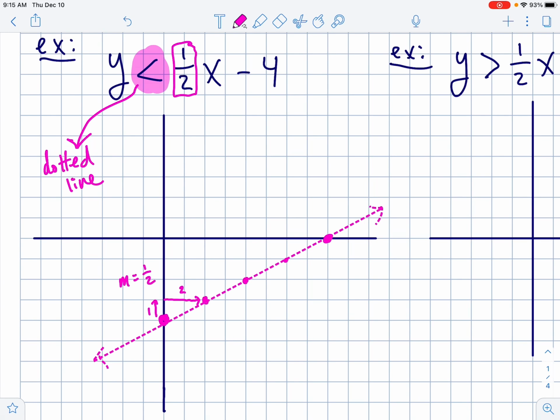So now that's what it would look like if it were just a straight line with an equal sign, but dashed instead of solid. The only other thing we need to do is to decide which side to shade on. Now, I've been showing my students the method where you can pick any point and plug it into the inequality and see if you get a true or a false inequality. So let's do that real quick, and then I'll talk about the easier way to do that.